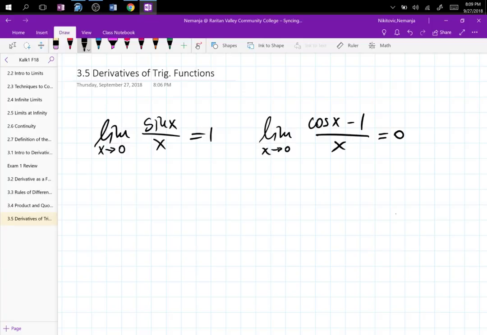Now, as I said, both of these limits will be proved in section 4. And actually, you're going to have one of these as a homework assignment, and the other one will be done in class.